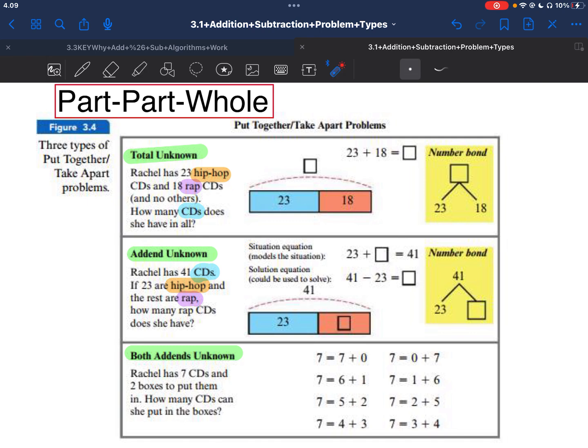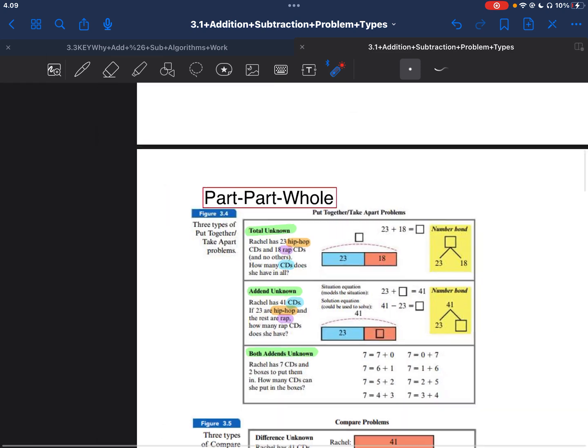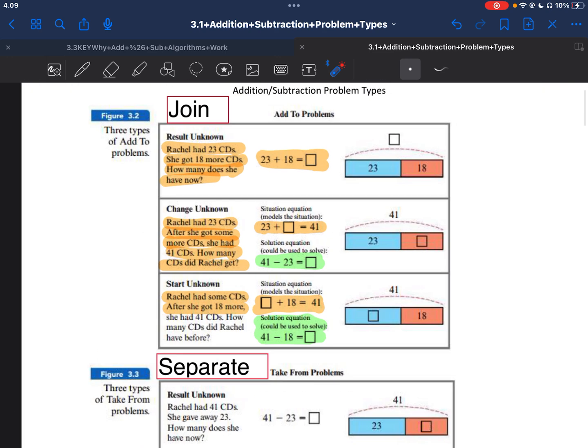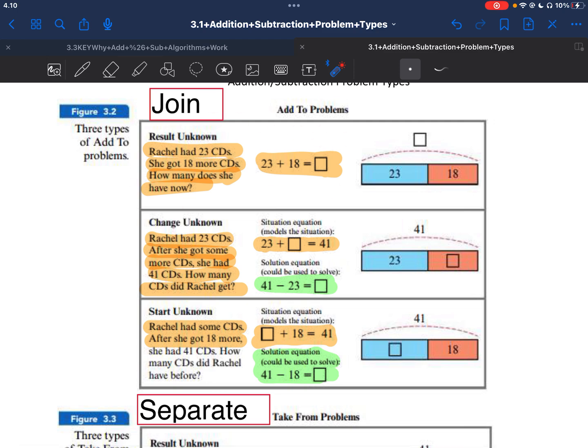So again, you can demonstrate that with a math drawing. We have the total, and then we have the hip hop, but we don't know the rap, right? So what you do, you subtract 23 from 41 because we need to know what's left, which is the rap CDs. As you can see, this is familiar, right? The total unknown is similar to the join result unknown.